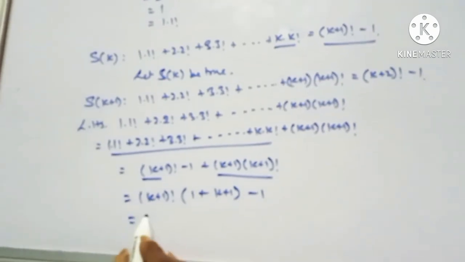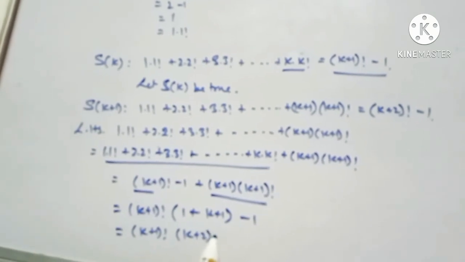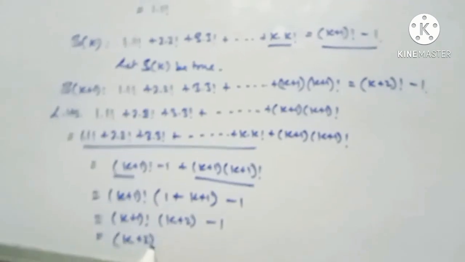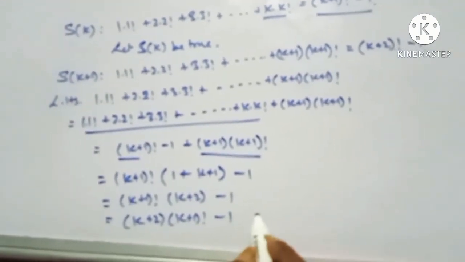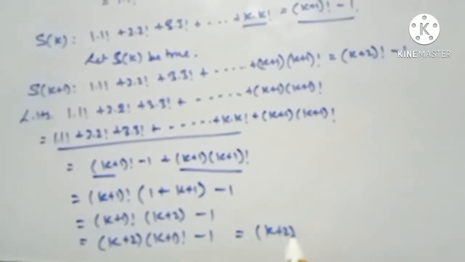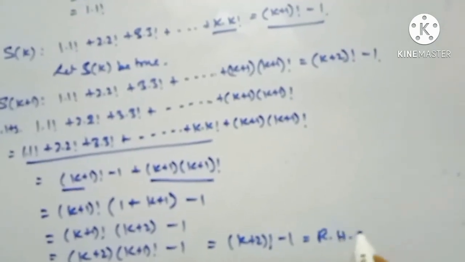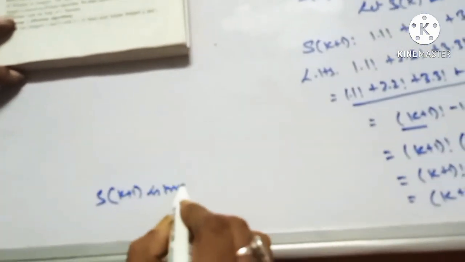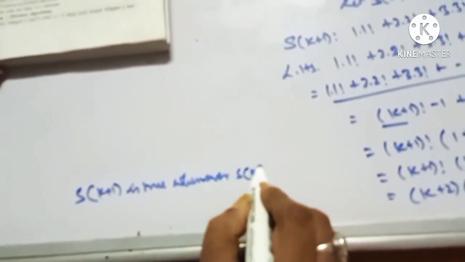So this becomes (k plus 1) factorial and (k plus 2), minus 1. This can be written as (k plus 2) into (k plus 1) factorial minus 1. So this can be written as (k plus 2) factorial minus 1. This is equal to the right hand side. Now I will write the last statement, that is S(k plus 1) is true whenever Sk is true.